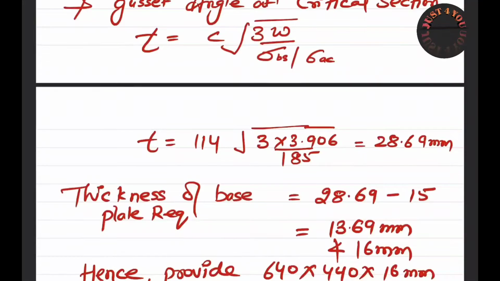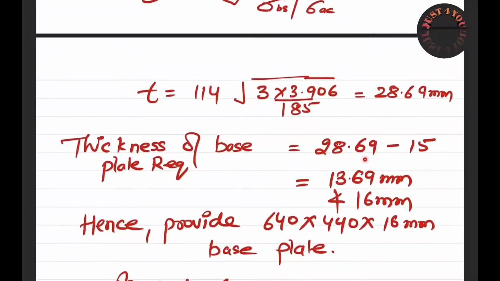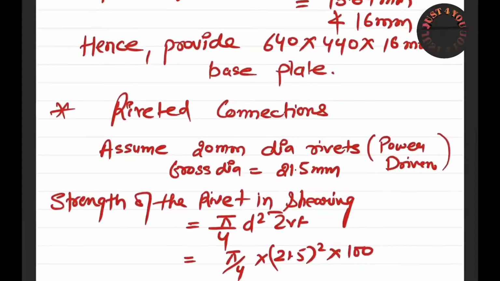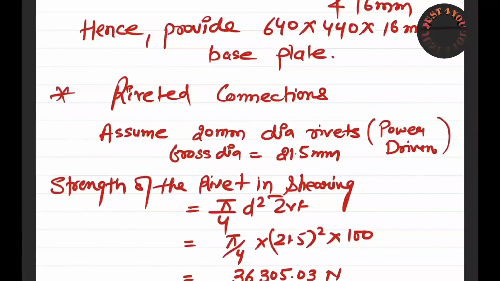So the thickness of the base plate required is 28.69 minus 15 mm, that is the thickness of angle section. So that comes 13.69, which is less than 16 mm. So we will take minimum thickness 16 mm, hence we provide a base plate of 640 into 440 into 16 mm. Okay, now we have to provide connections for that base plate.